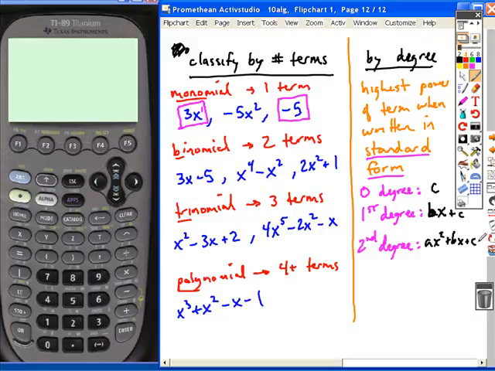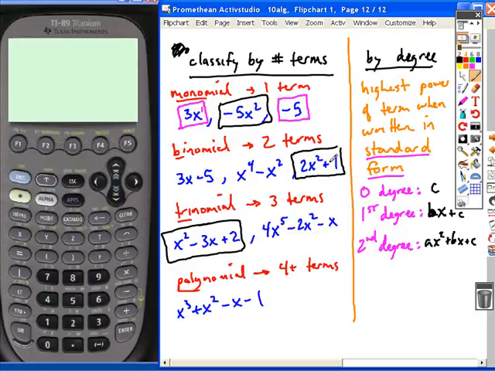Again, what you're looking at is which of these. So here would be an example where the highest degree term is a 2. Here would be another example. Highest degree term is a 2. Here would be another example. So you see here that the second degree classification can be a monomial, a binomial, or a trinomial. Do you think it can be anything beyond a trinomial?